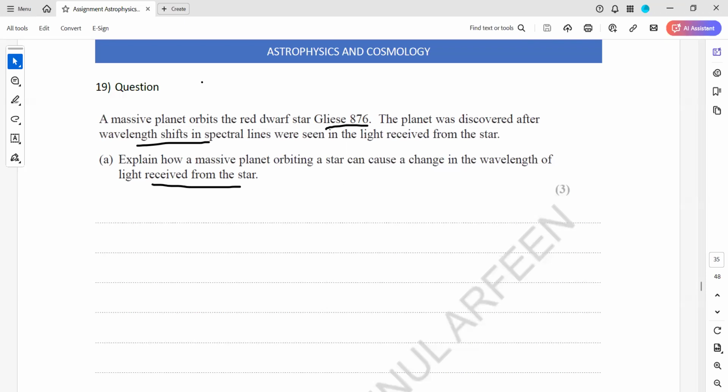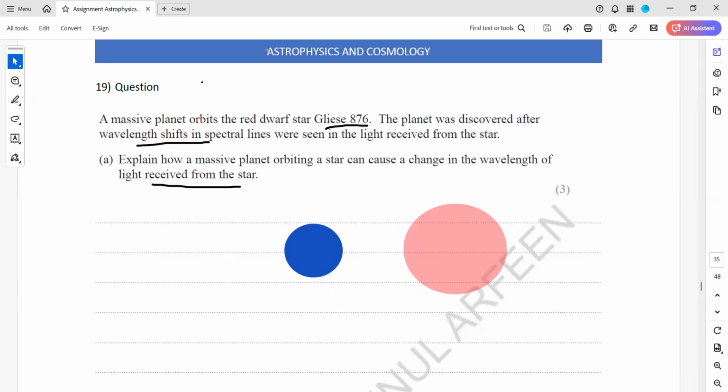This is related to a redshift. So, as a result, what will happen? A massive planet orbits the red dwarf star. So let's say this is a red dwarf star, and there's a massive planet, but the size of the planet will be smaller compared to the star. So let's say this is the massive planet.